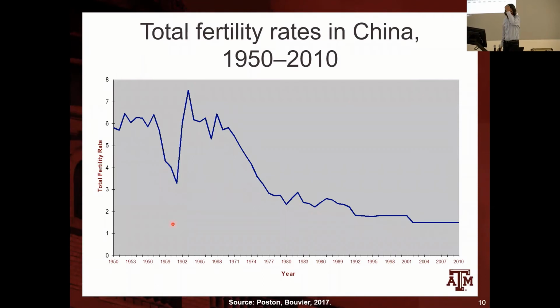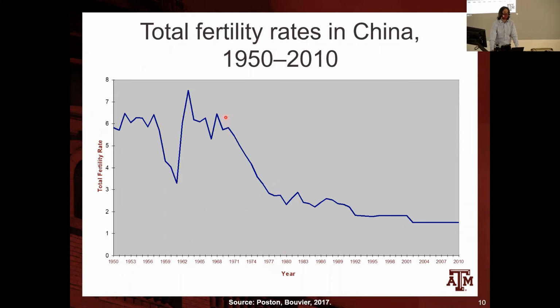And this is a graph about the total fertility rates in China from around 1950 to 2010. And then you see that, I mean, the one-child policy started being implemented in 1979. And what was happening before that? Fertility was already declining.